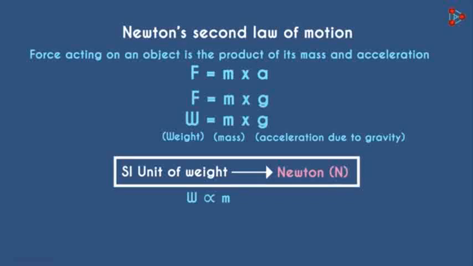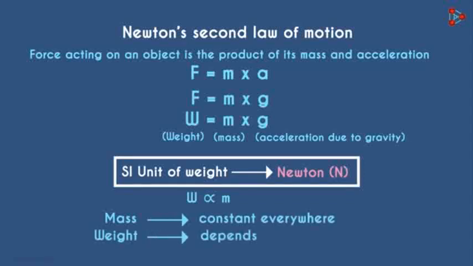Here's the main takeaway from this video. The mass of an object remains constant everywhere, whereas its weight depends on the gravitational force at the location.